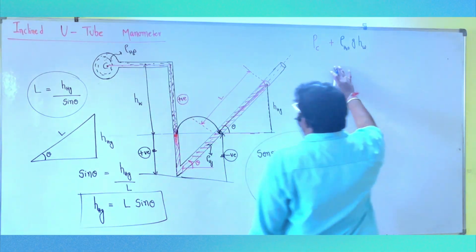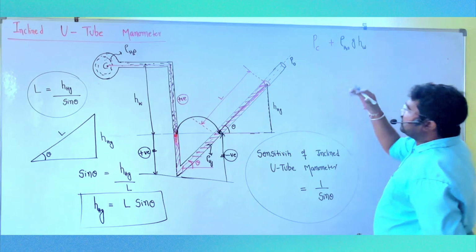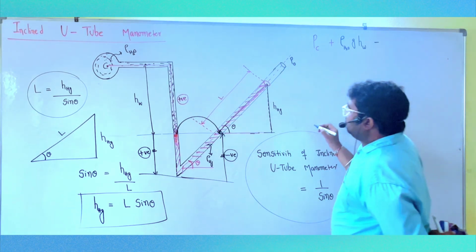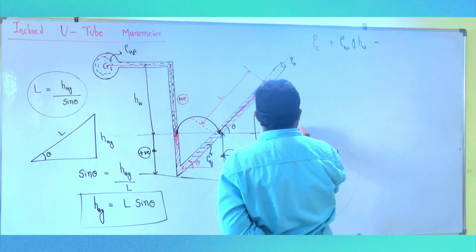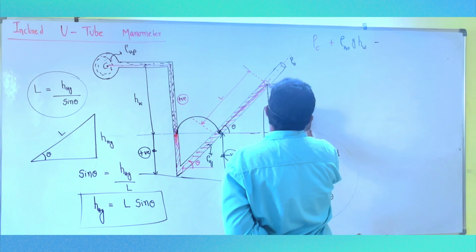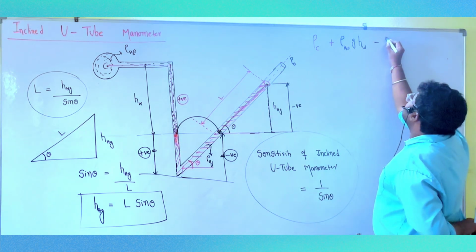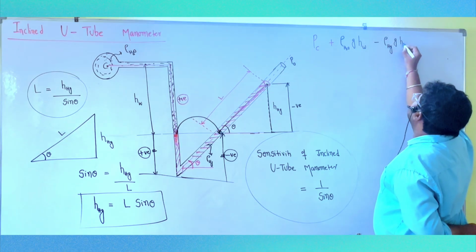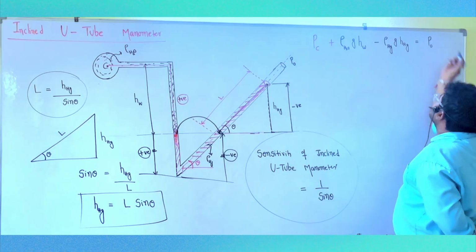Then moving up, exposed to atmosphere, that is P0. Moving up is negative. From here to here we are moving up, negative: density of the mercury times g times the height of the mercury column, that equals how much? P0.